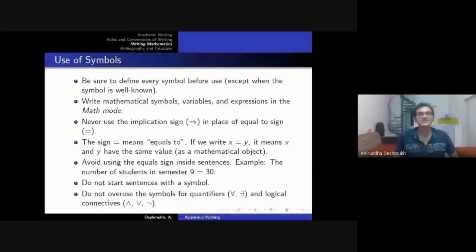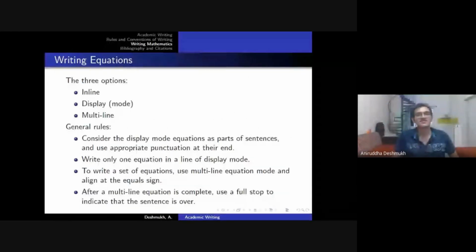Right, now writing equations. How to write equations in an academic document, and what are the options for writing them. So basically there are three options. One is the inline equation, the second is the display equation, and the third one is a multi-line equation. Now it is obvious that if one particular equation does not fit in a single line, then you write it in the display mode. But what is the difference between inline and the display mode?